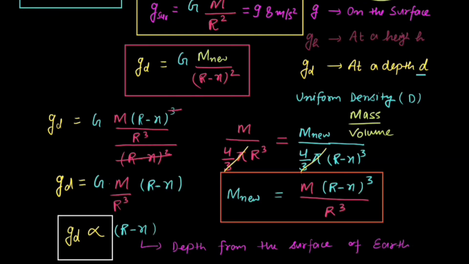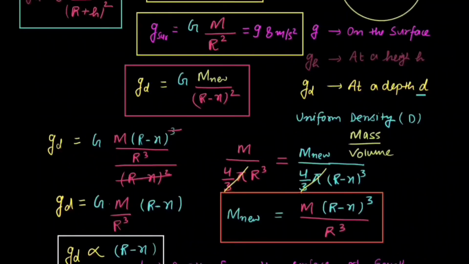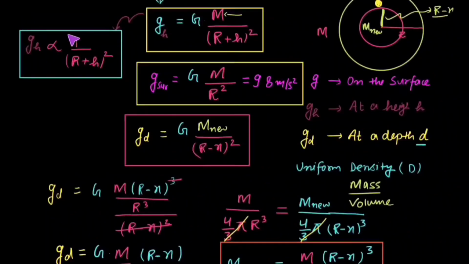In this way, we managed to find the relationship of the variables with the acceleration due to gravity at different locations. The first one was on the surface of Earth. The relationship was this, and the value of g, or the acceleration due to gravity, was constant. It was 9.8 meter per second square. At a depth x from the surface, it is proportional to r minus x, and at a height h, the value is inversely proportional to (r plus h) square.